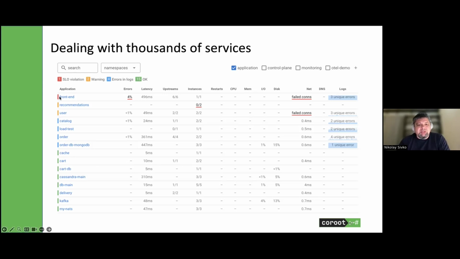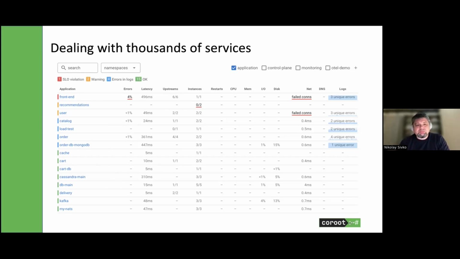And here, with the service recommendation, we can see that all of its instances are unavailable now. And for the service user, we detected some failed connection attempts to its dependency. Having these, we can easily understand the status of our system without the need to check our services one by one.